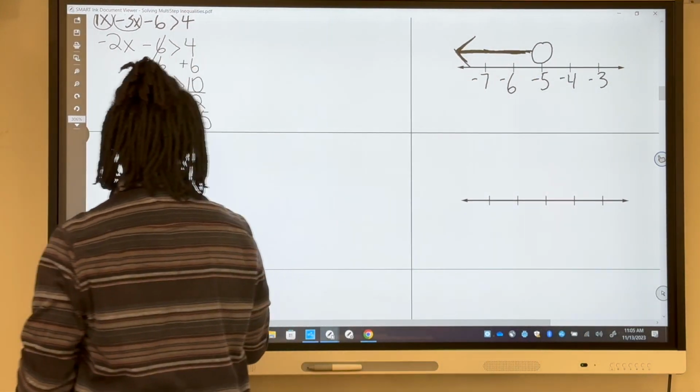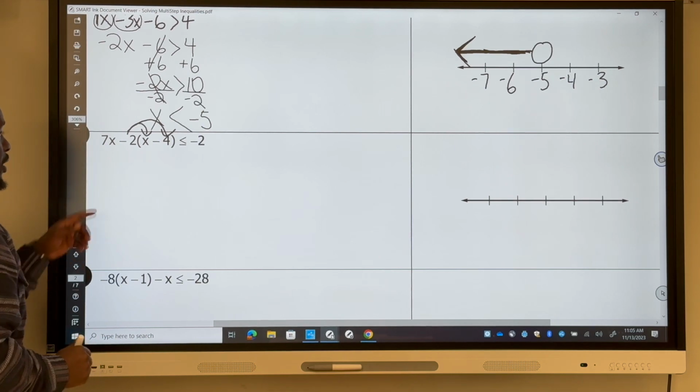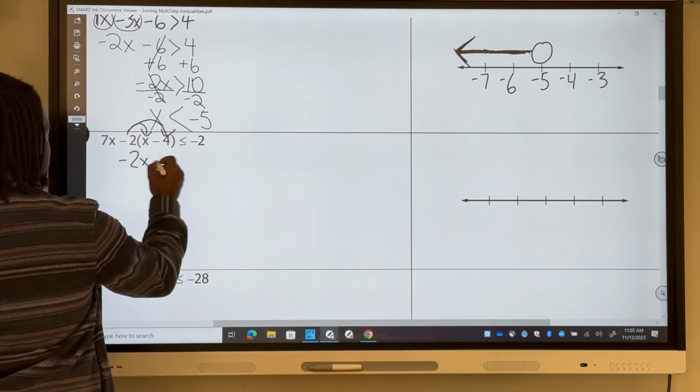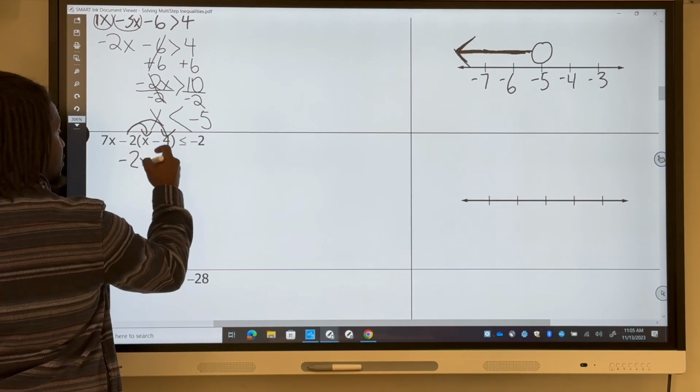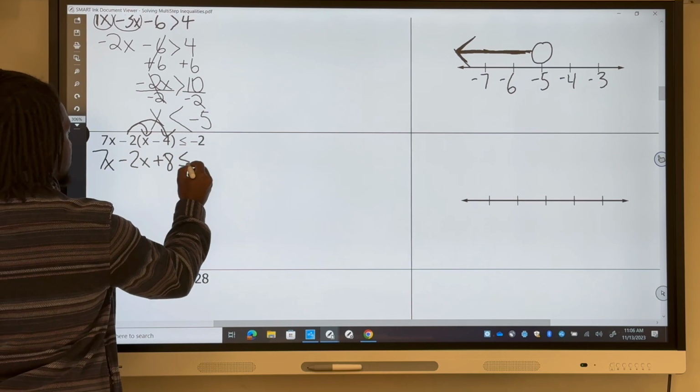All right, here's question number 3. I'm going to distribute the negative 2. So I got negative 2x. Negative 2 times negative 4 is a positive 8. And I'm just bringing everything else down.